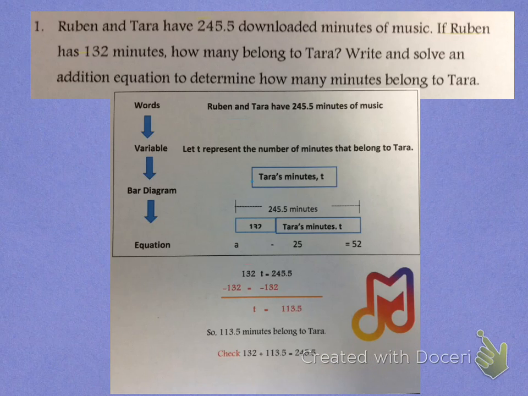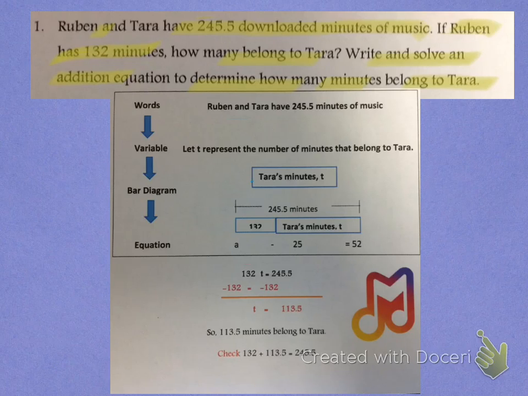So let's try number one. Number one says Ruben and Tara have 245 downloaded minutes of music. If Ruben has 132 minutes, how many belong to Tara? Write and solve an addition equation to determine how many minutes belong to Tara. It already tells you addition equation, so we know we're going to be using addition.